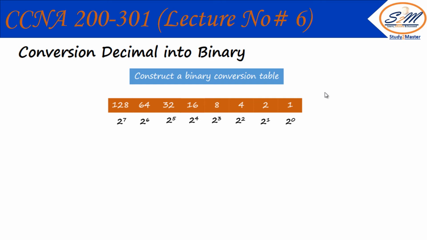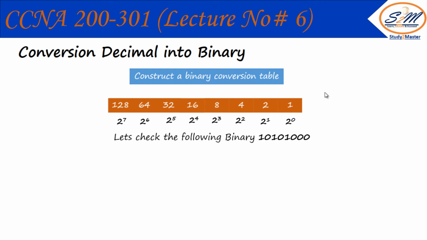Because 2 is the binary number, we have 2 digits in a binary number. 2 to the power of 0 is 1. 2 to the power of 1 is 2, just make it double. 2 to the power of 2 is 4. 2 to the power of 3 is 8. 2 to the power of 4 is 16. 2 to the power of 5 is 32. 2 to the power of 6 is 64. 2 to the power of 7 is 128.